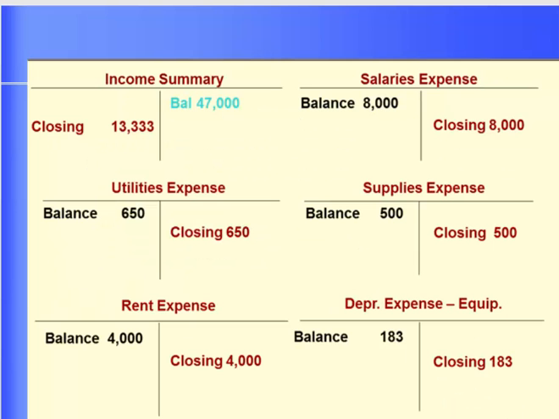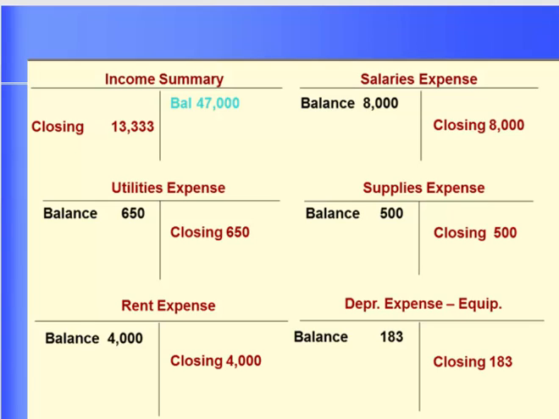Since the expense accounts have a debit balance, we need to credit them to close them to zero. A corresponding debit will be made to the income summary account. The income summary account will be debited for the total of all the credits made to the expense accounts. Each expense account will be credited to bring their balance down to zero.